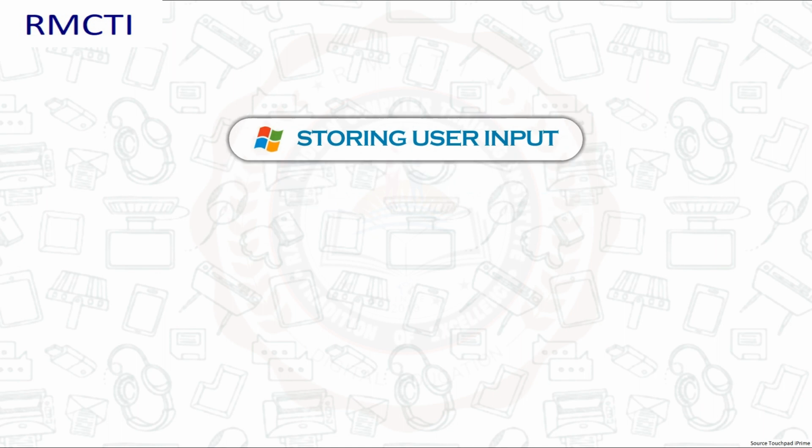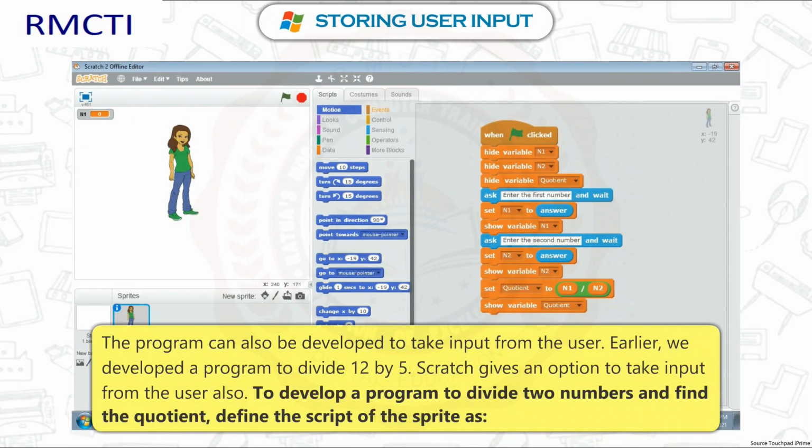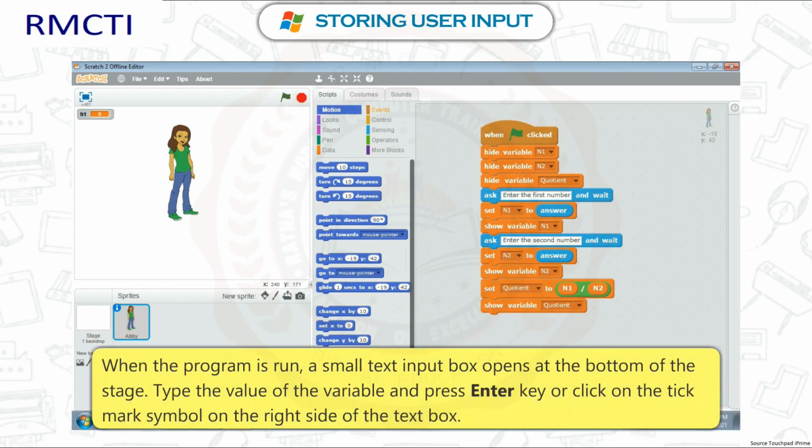Storing user input. The program can also be developed to take input from the user. Earlier, we developed a program to divide 12 by 5. Scratch gives an option to take input from the user also. To develop a program to divide two numbers and find the quotient, define the script of the sprite as shown. When the program is run, a small text input box opens at the bottom of the stage. Type the value of the variable and press the Enter key or click on the tick mark symbol on the right side of the text box.